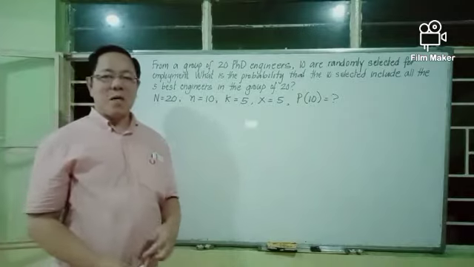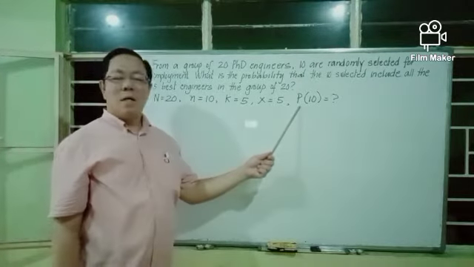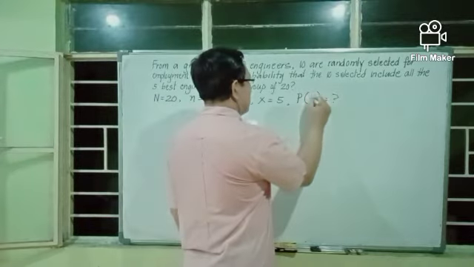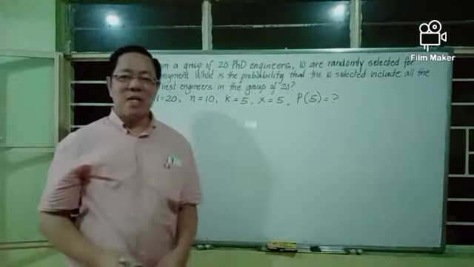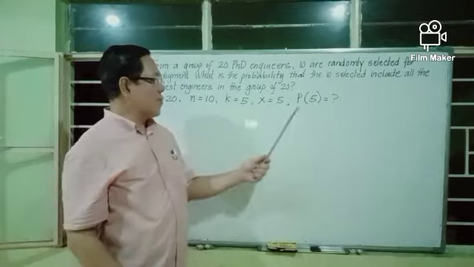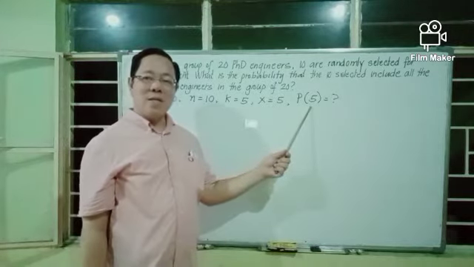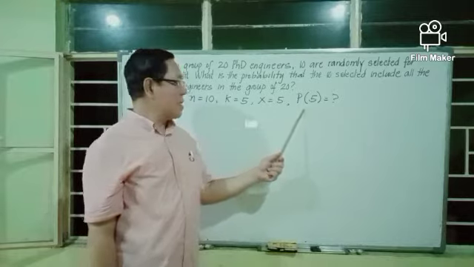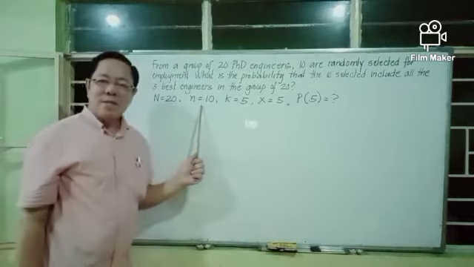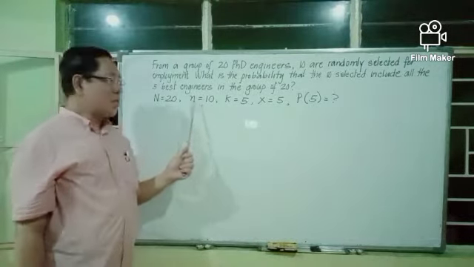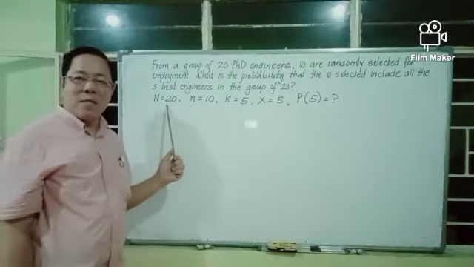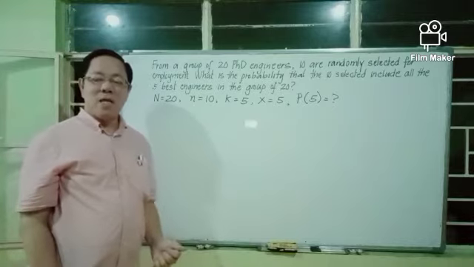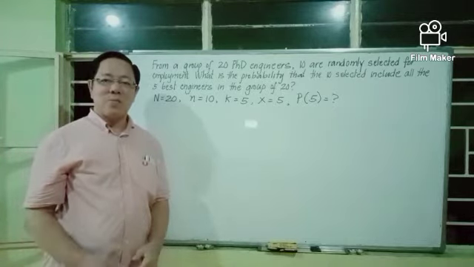And we want to find the probability that x is equal to 5. That means all the 5 best engineers are included in the sample of 10 randomly selected engineers from the population of 20 engineers. And we apply the hypergeometric probability distribution.